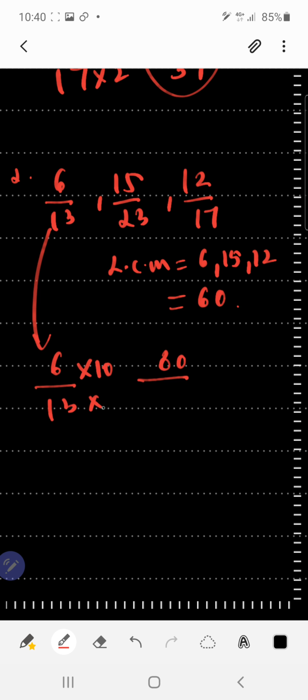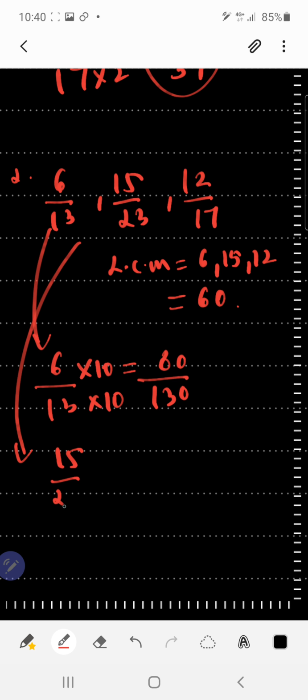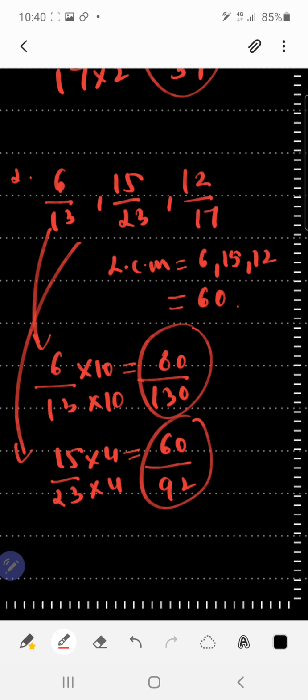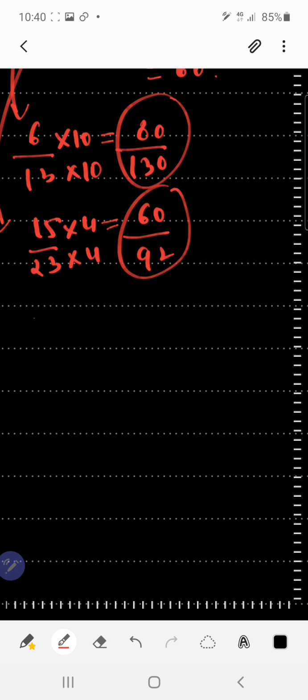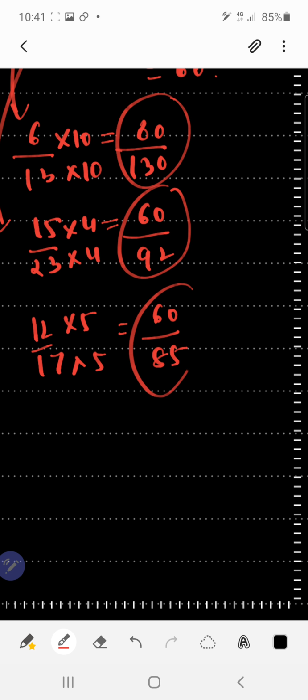So you'll multiply with 10 and it will be 60 upon 130, your first fraction. Your second fraction 15 upon 23, to make it 60 you have to multiply with 4. Are you getting my point clear? So it will be 60 upon 92. And your third fraction, that is 12 upon 17, to make it 60 you will multiply with 5. And you will get 60 upon 85. So you got 3 fractions whose numerator is 60, 60, 60.